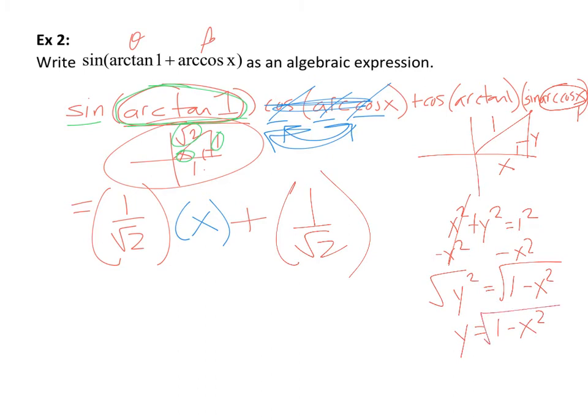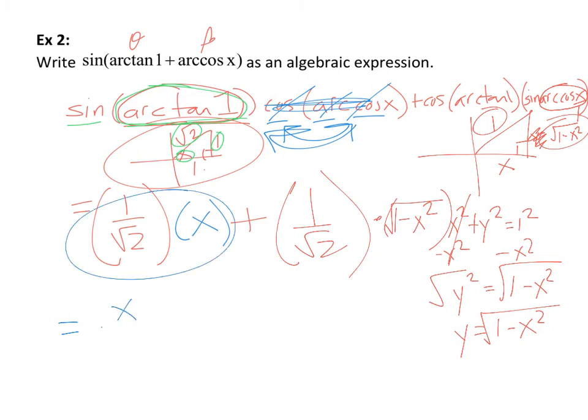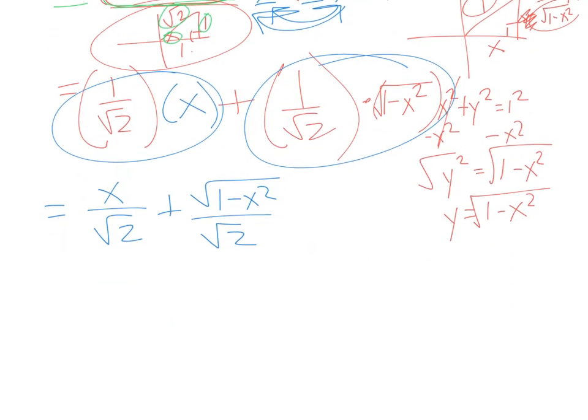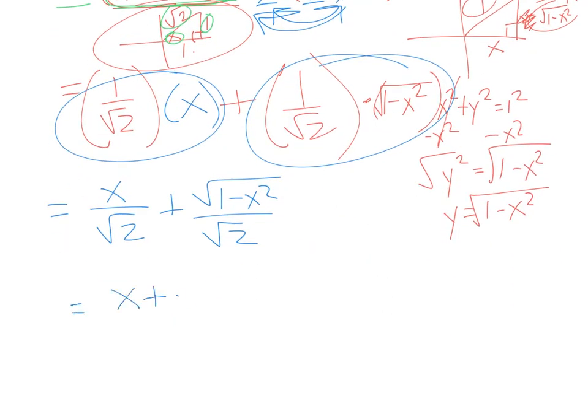All right, so this is the square root of 1 minus x squared here. All right, don't worry about the y anymore. All right, and from that, then I have sine of that. So sine is opposite over hypotenuse. So that's just 1 minus x squared, but the square root of it. All right, sorry if this is a little messy here. All right, so from there I get x over square root of 2. And then from here I get square root of 1 minus x squared over square root of 2. And I have x plus square root of 1 minus x squared over square root of 2.